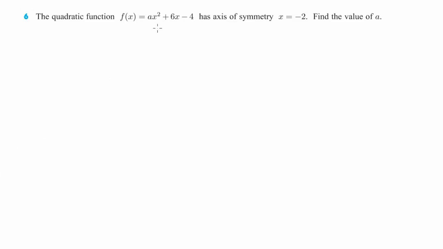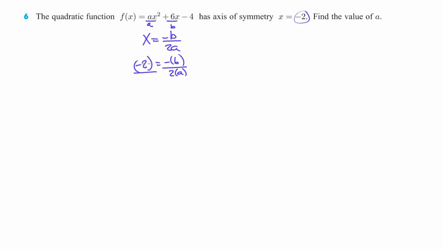Okay? All right, let's take a look at number 6, a quadratic function ax squared plus 6x minus 4 has an axis of symmetry of negative 2. Find the value of a. So we have our equation x equals negative b over 2a. So let's plug in what we know. This is our a. B is 6. And then this is our x equals negative 2, our axis of symmetry. So we would put the negative 2 over here, negative b, which is 6, all over 2 times a. And now we're just going to solve this thing.